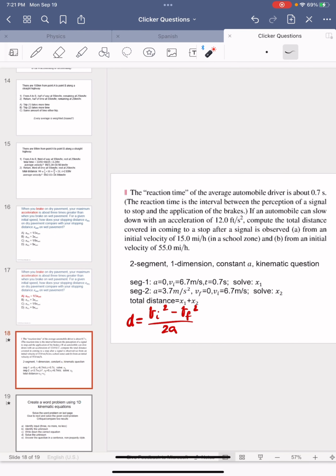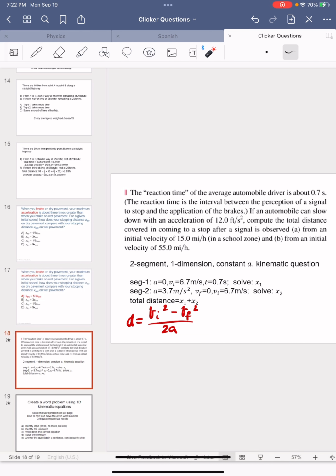For this question, we have a car which needs 0.7 seconds to react to any change on the road, and acceleration when it presses the brakes is 12 feet per second squared. And also we have two parts of this question. A, the car moves with the initial velocity of 15 miles per hour, and part B, the car moves with the velocity of 55 miles per hour. And we need to find the distance which the car will travel after it sees the signal to stop.